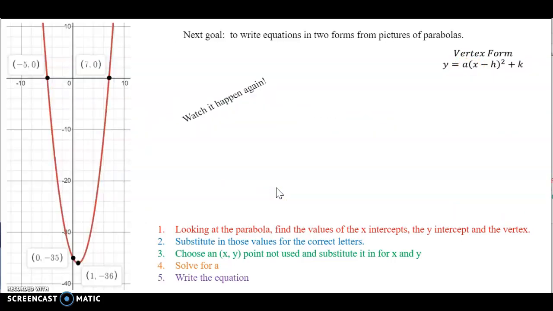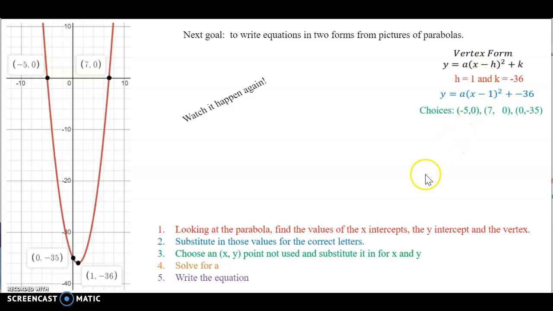Okay, so then let's watch it happen again, with a different graph this time. Okay, the vertex is (1, -36), so h is 1 and k is -36. So plugging that into the equation.